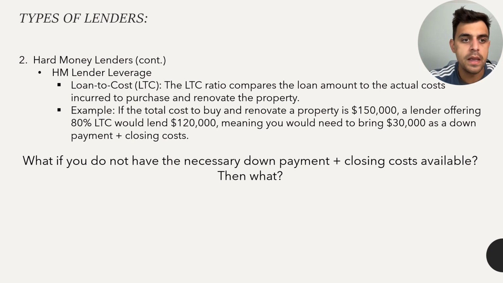So for example, if the total cost to buy and renovate a property is $150K, a lender offering 80% loan to cost would lend about $120K, meaning you're going to have to come up with $30K for the down payment plus closing costs. So that's obviously a little bit better than coming in with the full $150,000, and instead you're now just coming in with the $30,000 as a down payment plus closing costs. But what if you don't have the necessary liquidity available to afford that?